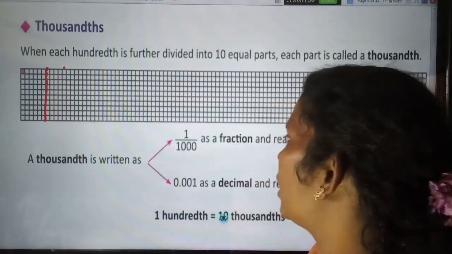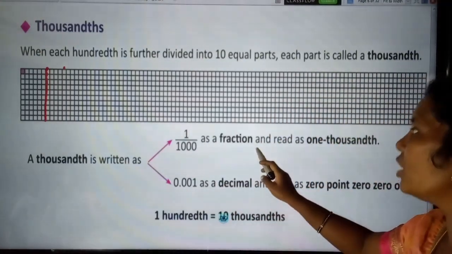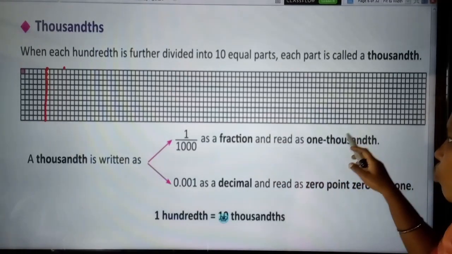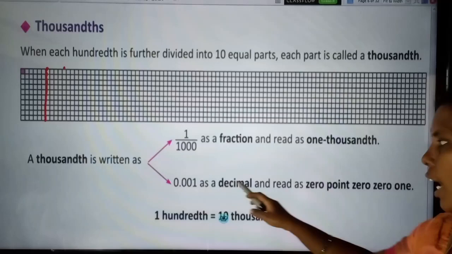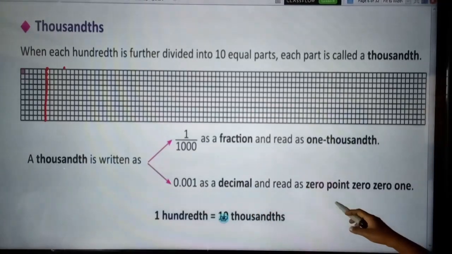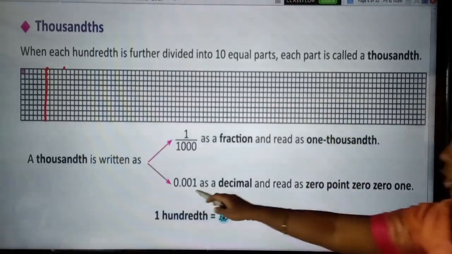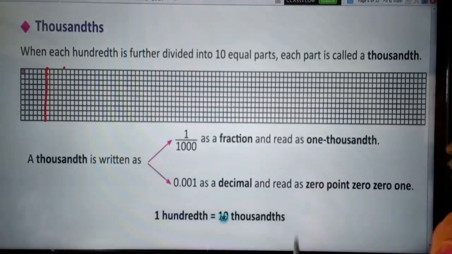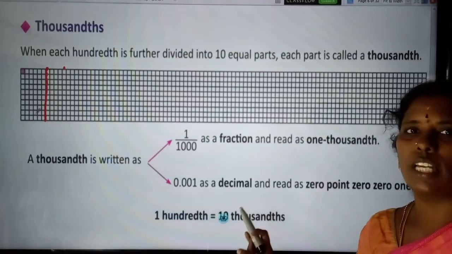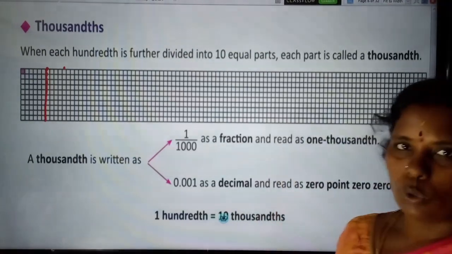Therefore thousandth is written as 1 by 1000 as a fraction and it may be read as 1000th. 0.001 as a decimal and it can be read as 0.001. Therefore, the next one we can say as 10,000th. Is it clear? What are tenth, hundredth, thousandth?